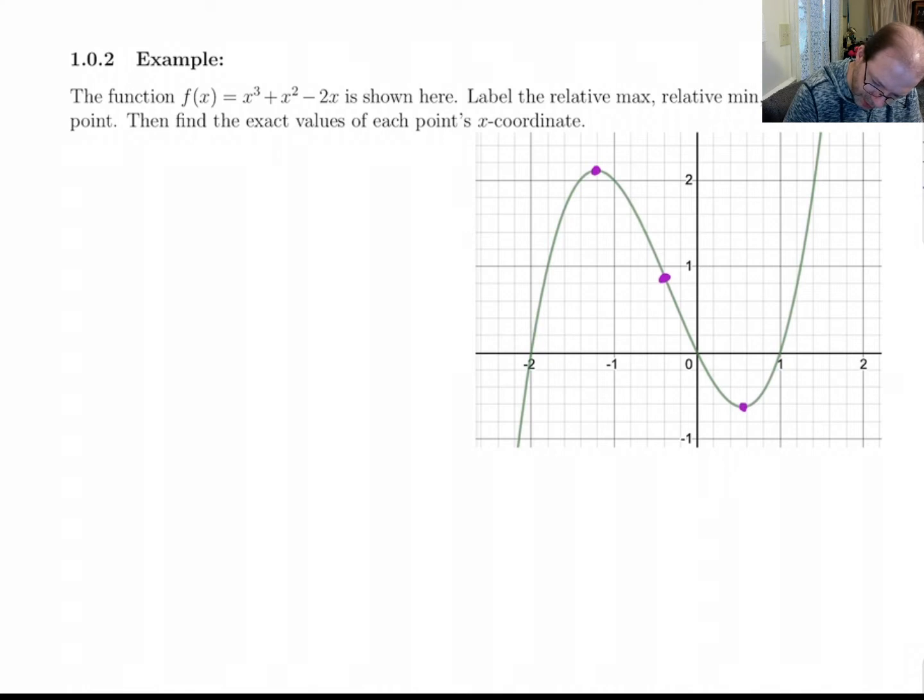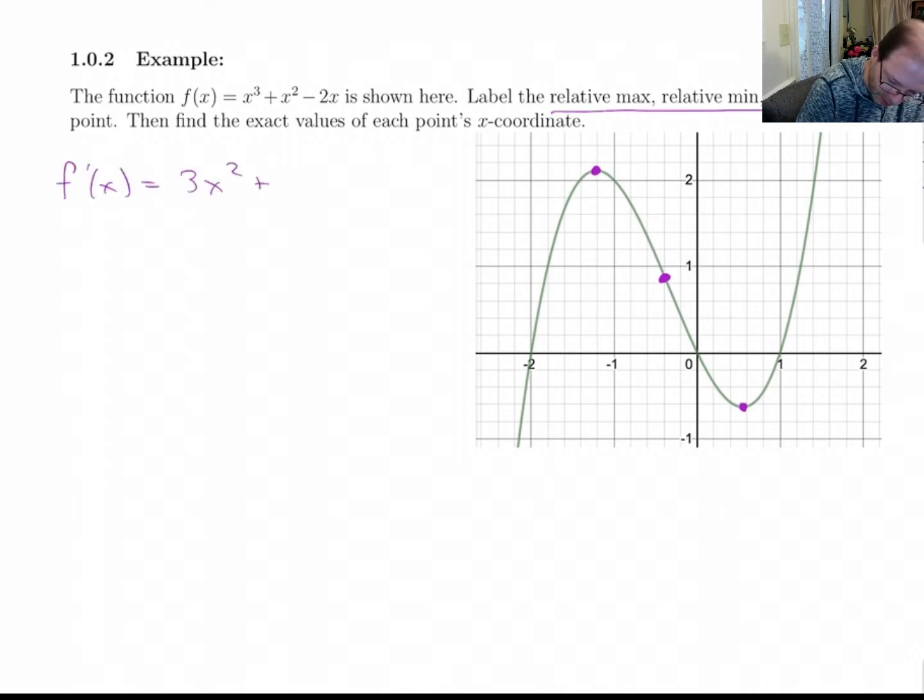First, let's find the exact x-coordinates of the relative max and min. So we'll take the derivative. F prime of x is 3x squared plus 2x minus 2. And we want to set that equal to 0 and solve.